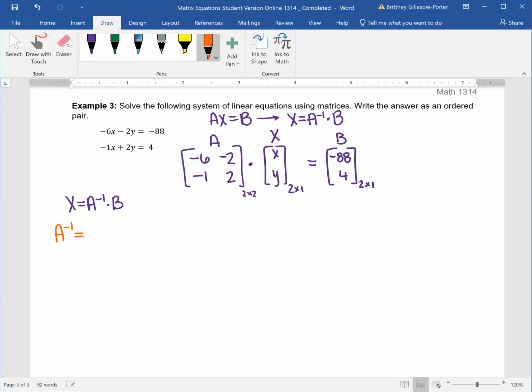To solve for X, so X equal to A inverse times B, we first need to find A inverse. So remember, solving by hand, we're going to have 1 all over little a, little b, little c, little d in A times d, which is -6 times 2, minus b, which was -2, times c, which is -1.